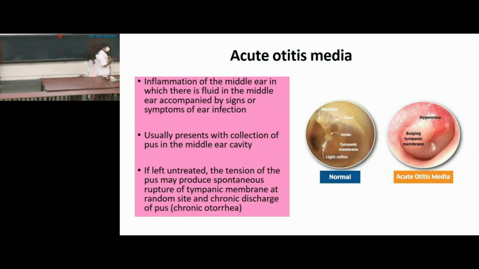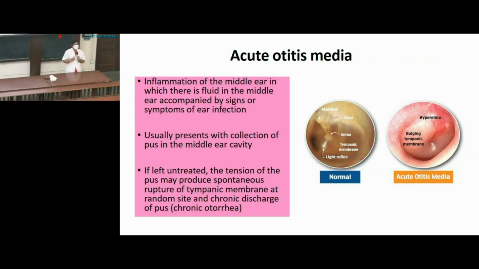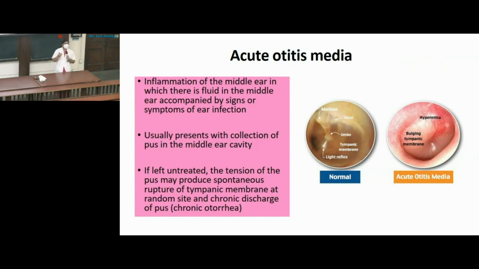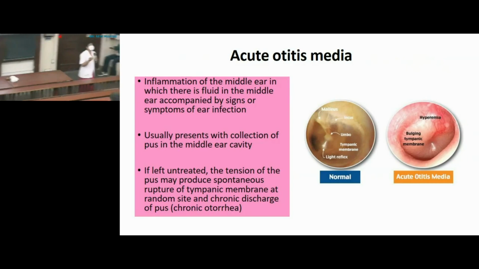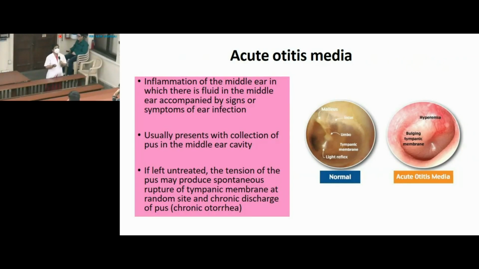So what happens if there is collection of pus inside the middle ear cavity? Depending upon the amount of pus collected inside the middle ear cavity, there will be bulging of the tympanic membrane. And if you don't remove that pus on time, then there are chances of rupture of the tympanic membrane. That can be along any part of the tympanic membrane. The procedure which is done for drainage of pus in case of otitis media is called myringotomy.